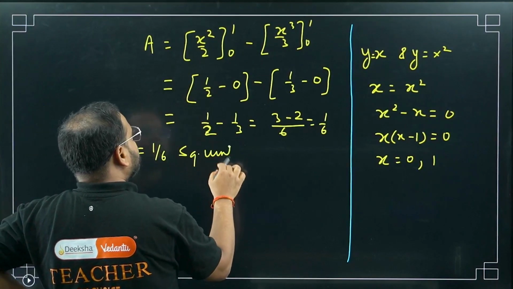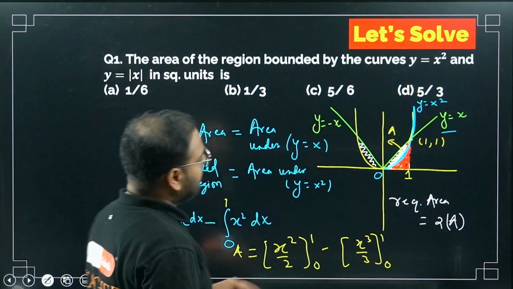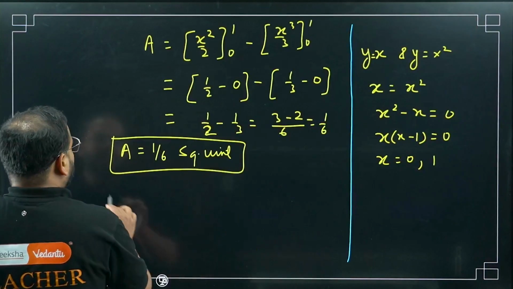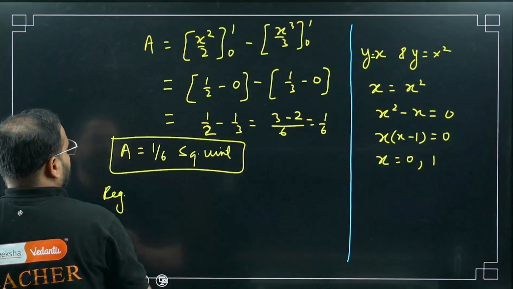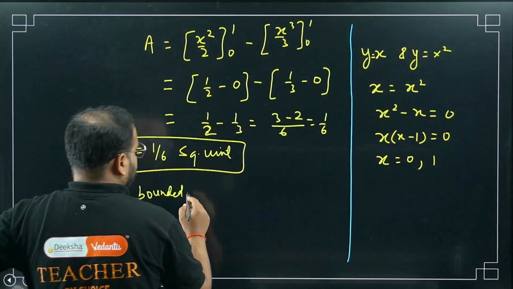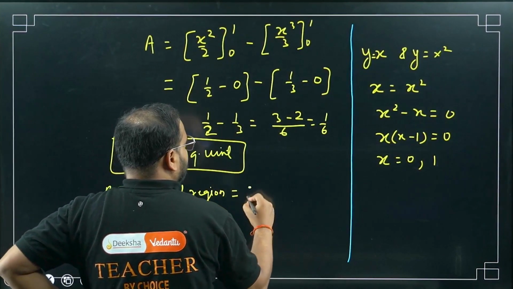Is it what they're asking? No, sir. They're asking both the white areas, no? Both the white regions. Okay. So my required bounded region would be what, bacha? It would be 2 times A.